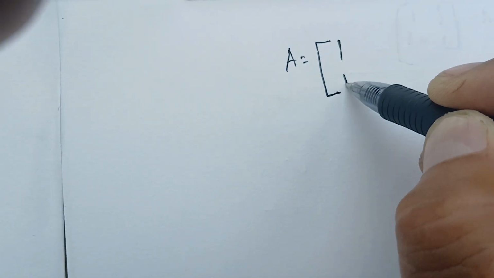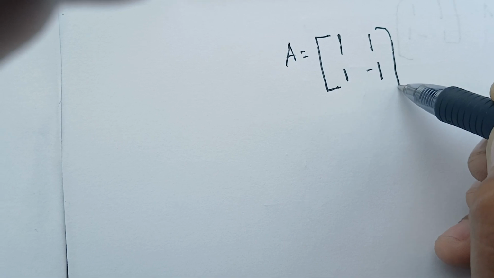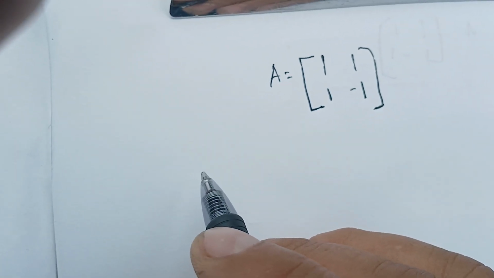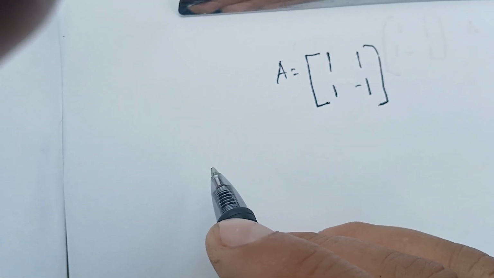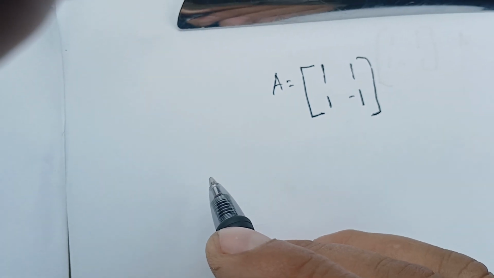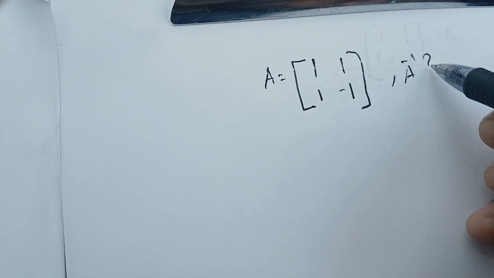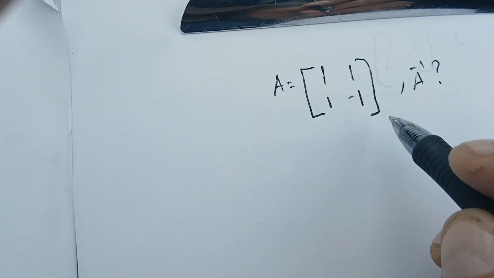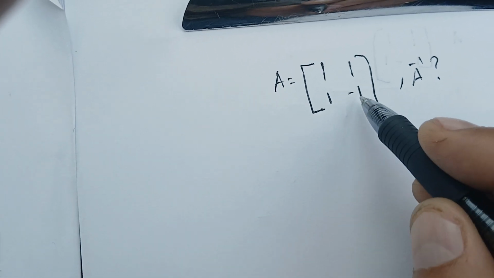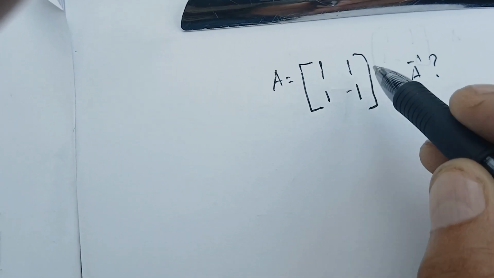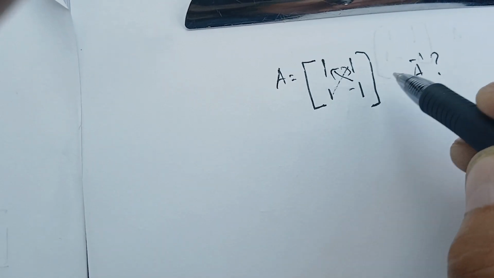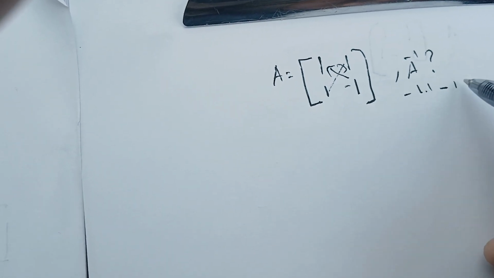Given a matrix A that has the following form: 1, 1, 1, minus 1. We want to find the inverse of this matrix. Okay? The first question that we need to answer is, does the inverse exist? To prove that, we compute the determinant. In this case, it's 2 by 2. It's just the product of this one minus this one. It's minus 1 times 1 minus 1 times 1, which is minus 2, which is different from 0.